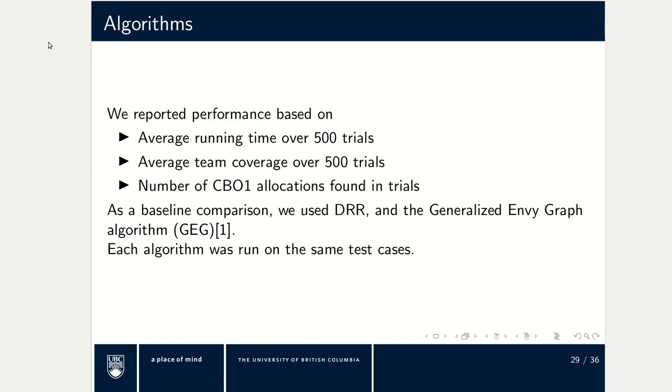So we tested our algorithm, and we also used the double round robin from Aziz and the generalized envy graph algorithm from Aziz et al. as well. And we reported our performance based on the average running time to find an allocation over 500 trials, the average resulting team coverage over 500 trials, and the number of CBO1 allocations found in those trials. So I'm going to show the graphs.